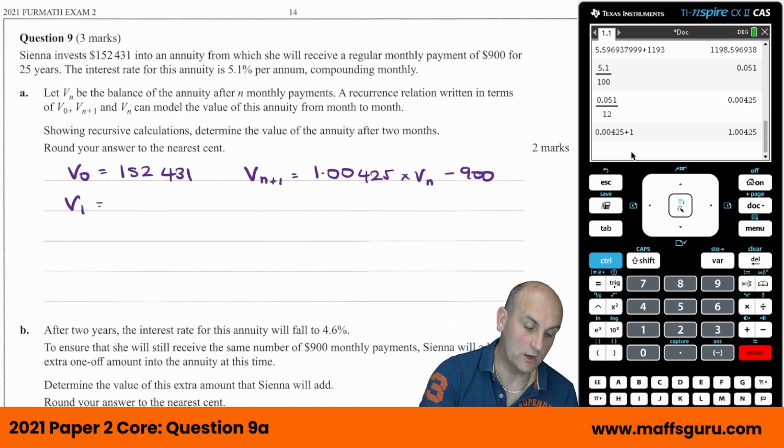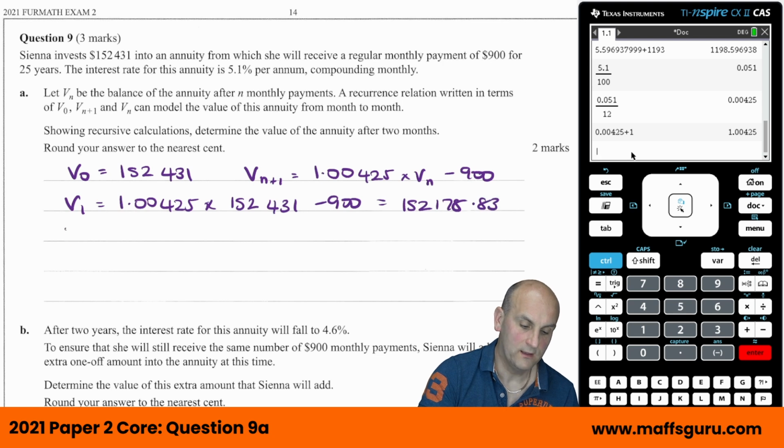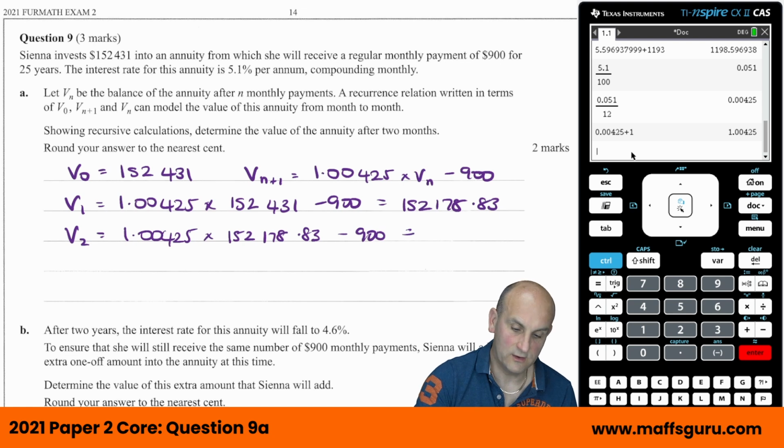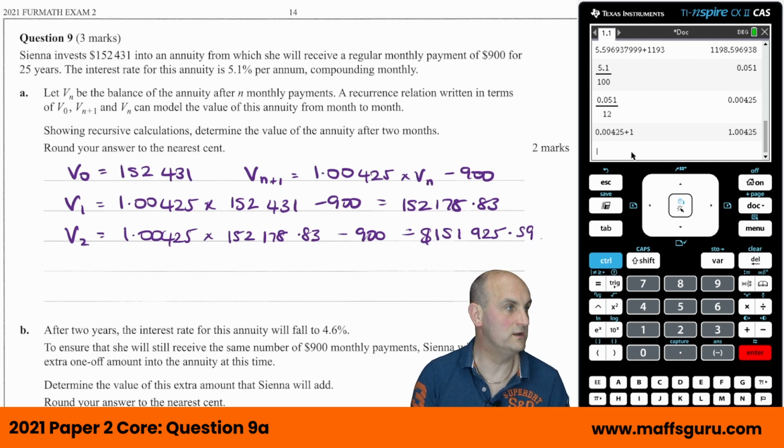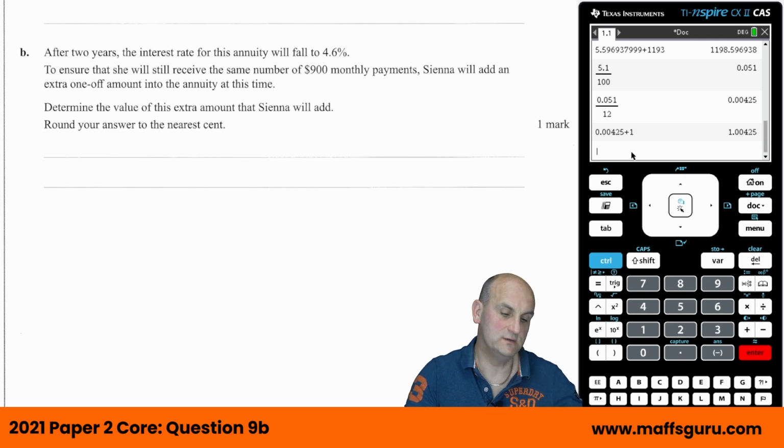So now what I did to show that, I'm going to do 1.00425 multiplied by 152,431 minus 900, which gave me 152,178.83, and then V2 was 1.00425 multiplied by 152,178.83 minus 900, which gave me the value of 151,925.59. All right, so 151,925.59.